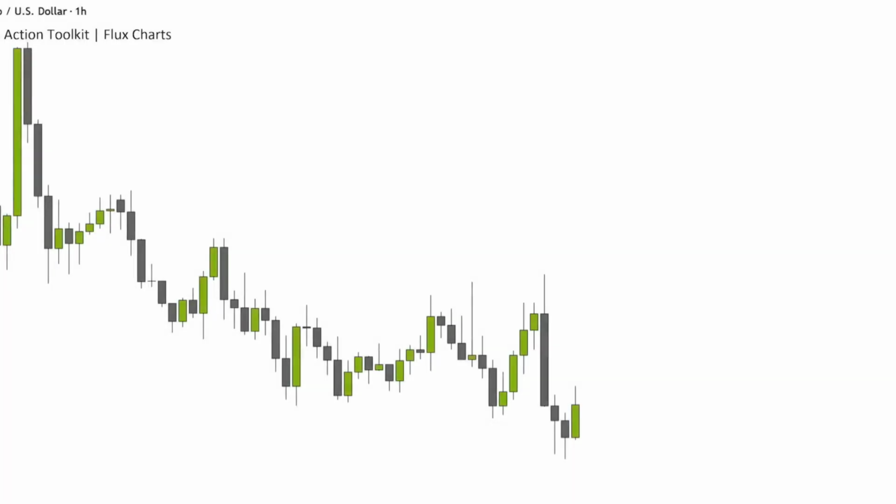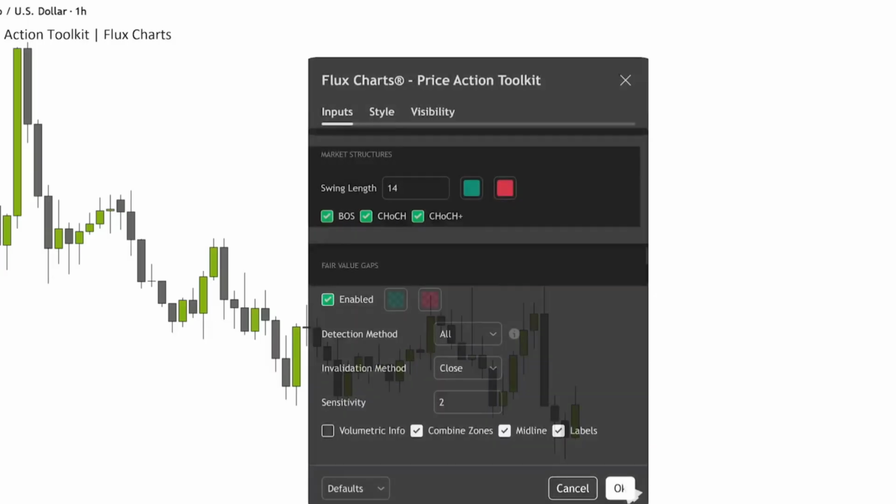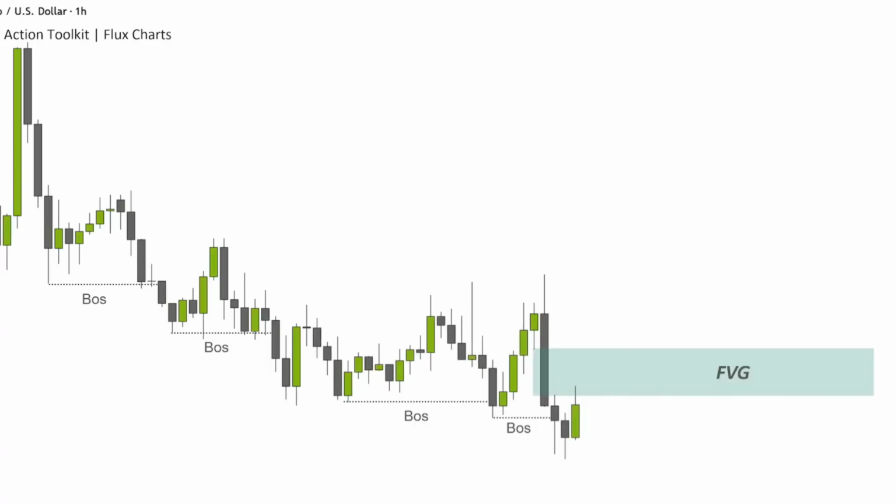Now, here we have the euro dollar on the 1-hour chart. Let's apply BOS, CHoCH, CHoCH plus, and fair value gap from the indicator settings. We can see a clear downtrend. We mark the candle that created the gap as our supply zone, and include the wick as well.